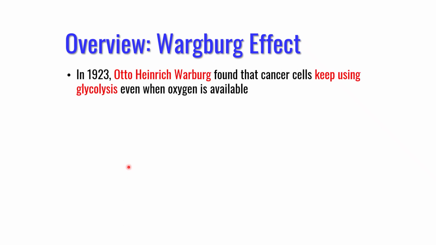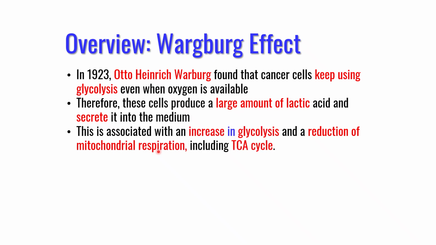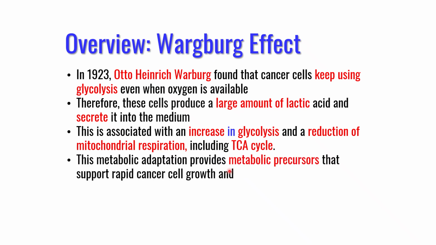Let us present the overview of Warburg effect. In 1923, Otto Warburg found that cancer cells keep using glycolysis even when oxygen is available. Therefore, these cells produce a large amount of lactic acid and secrete it into the medium. This is associated with an increase in glycolysis and a reduction of mitochondrial respiration, including TCA cycle. This metabolic adaptation provides metabolic precursors that support rapid cancer cell growth and also offers a fast and immediate source of energy.